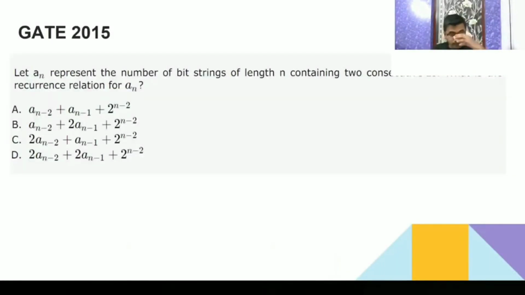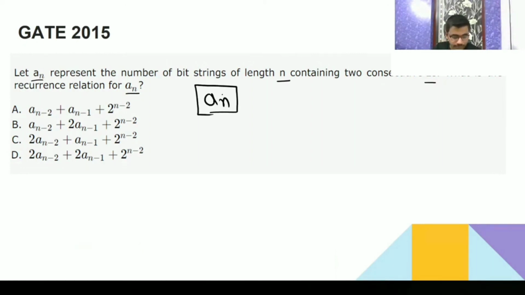This one, in GATE 2015, they have asked: let an represent the number of bit strings of length n containing two consecutive ones. What is the recurrence relation for an? For an they are asking the recurrence relation.